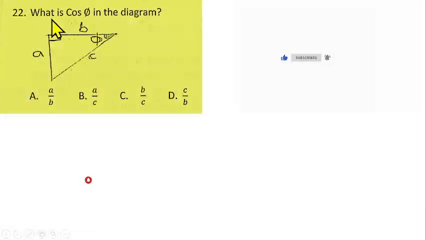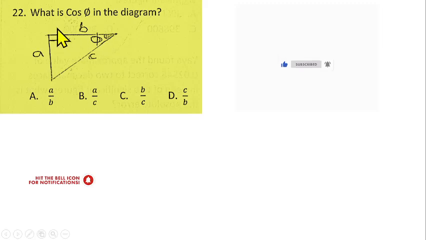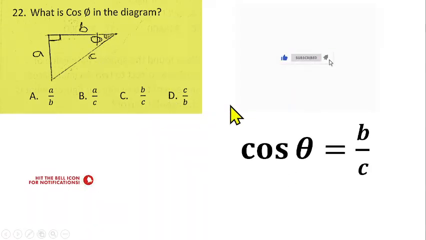Question number 22, still on trigonometric ratio. What is the cos of theta in the diagram? This is angle theta here. Cos is adjacent over hypotenuse. Adjacent over hypotenuse will be B over C, which is option C.